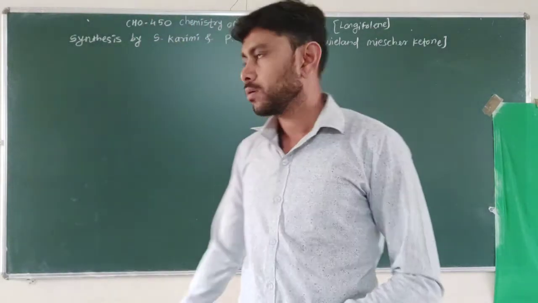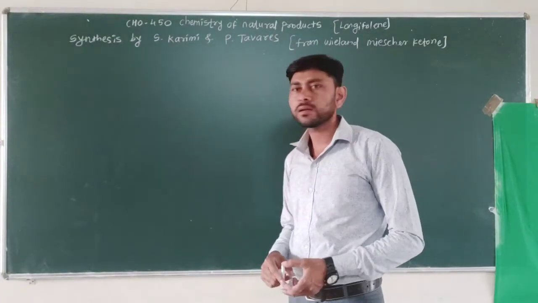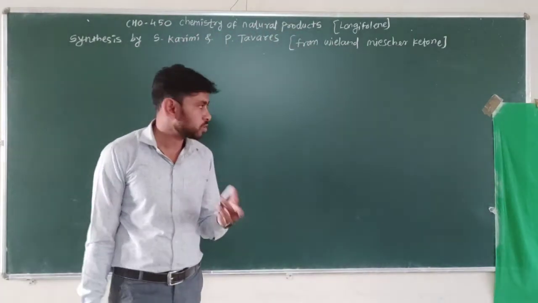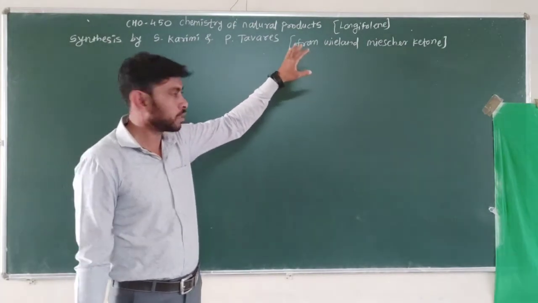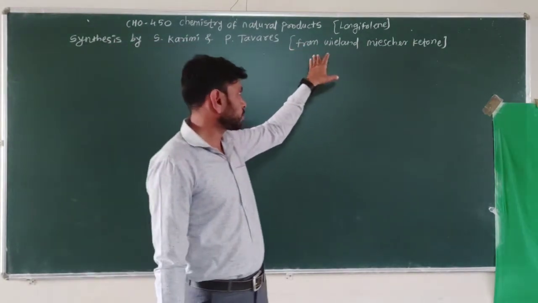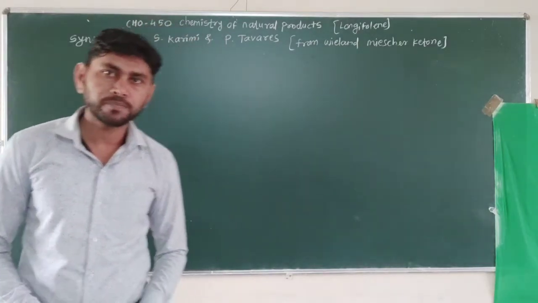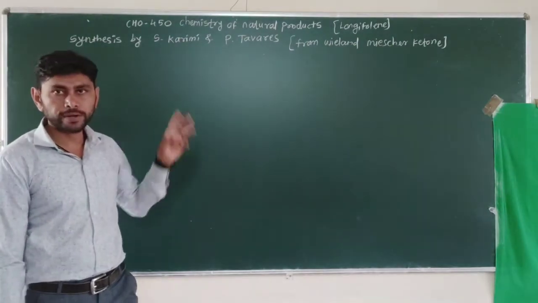We are looking for longifolene synthesis, the different longifolene syntheses. We know that there are a total of 9 longifolene syntheses, out of which we saw 2. For that we have done retrosynthesis in the first step, and we obtained the starting compound, that is Wieland-Miescher ketone. And from Wieland-Miescher ketone we have done 2 syntheses already.